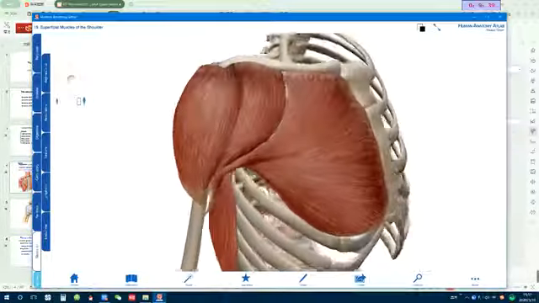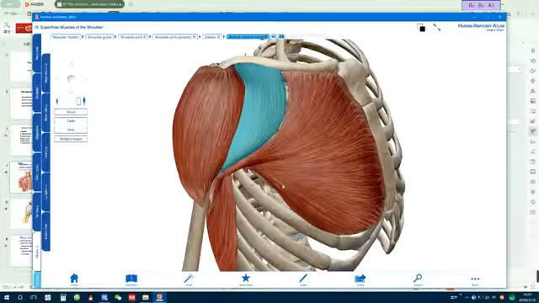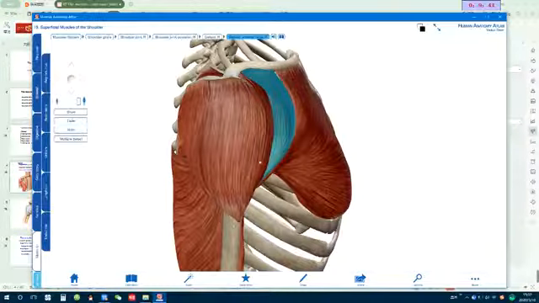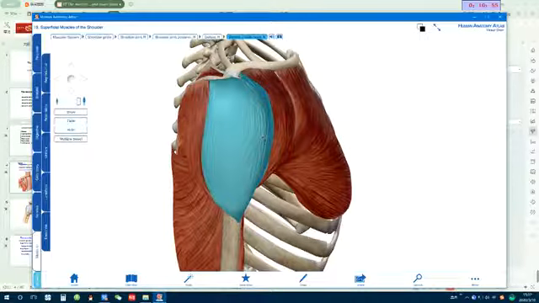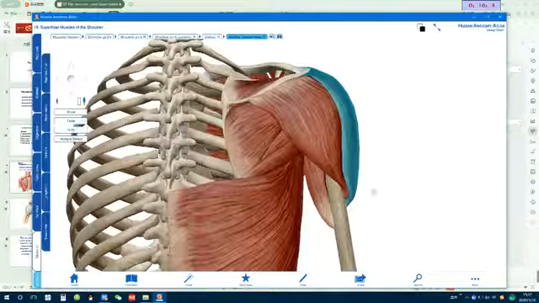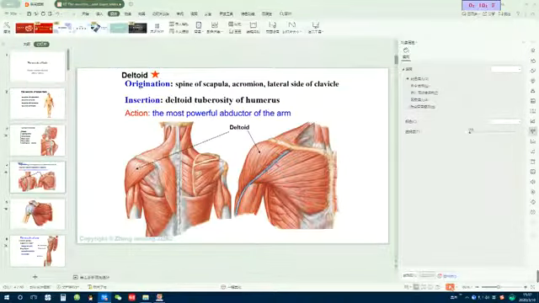Anterior group: when this muscle contracts, it will move your humerus forwards, flexion. Posterior group contracts, your humerus goes backwards, extension. And when all three muscles contract together, they will make your humerus move laterally. This one is abduction. Okay, that's about the deltoid.